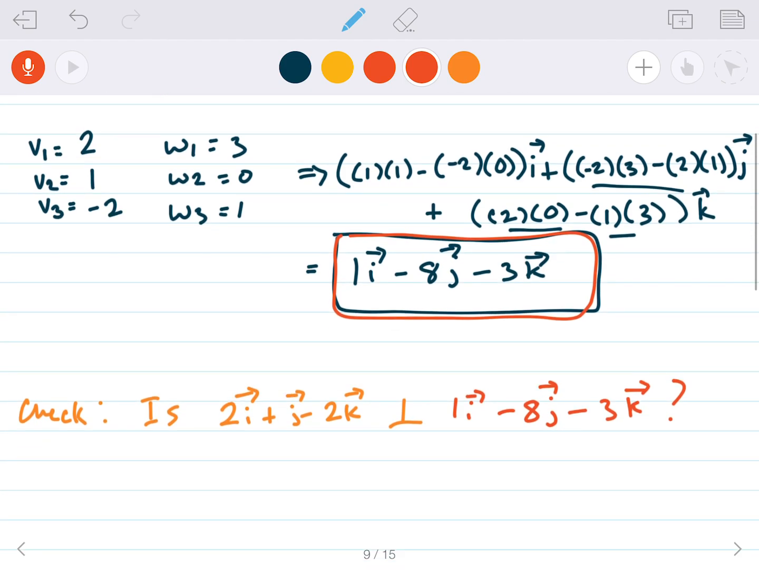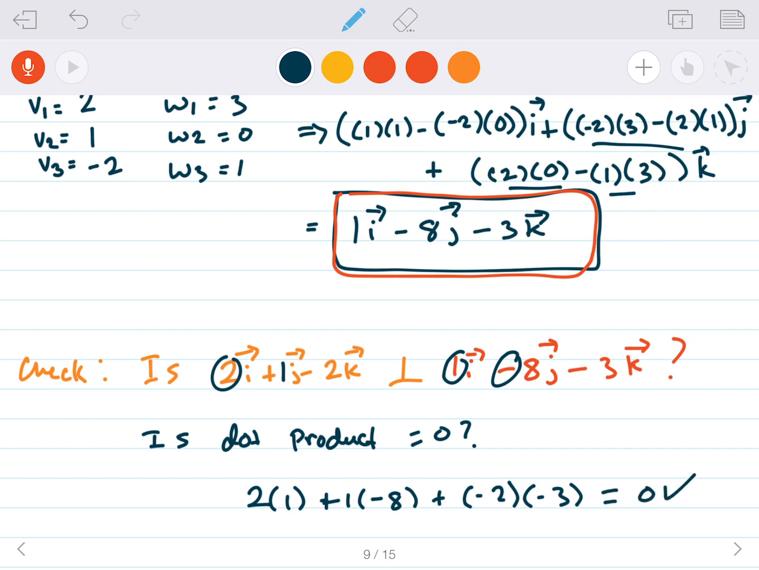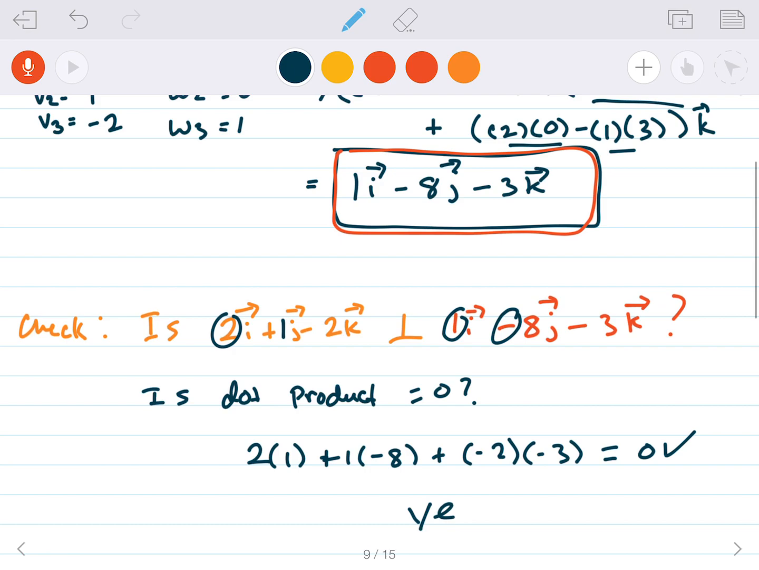And so we just use the dot product, right? Is the dot product 0? Well, we know how to do the dot product. We multiply the corresponding coefficients, and we add them all up. So 2 times 1 plus 1 times negative 8 plus negative 2 times negative 3. And so that is going to give us negative 6 plus 6, which is indeed equal to 0. So yes, they are perpendicular.